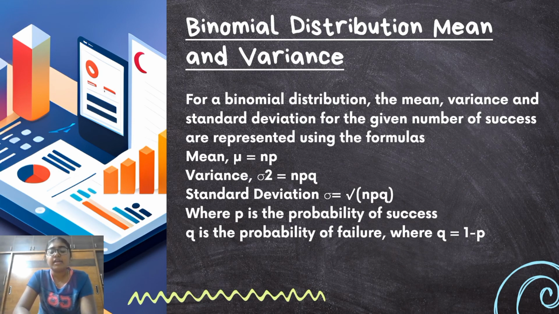Binomial distribution, mean and variance. For a binomial distribution, the mean, variance and standard deviation for the given number of successes are represented using the formulas: mean mu is equal to np, variance sigma squared is equal to npq, standard deviation sigma is equal to square root of npq, where p is the probability of success and q is the probability of failure, where q is equal to 1 minus p.